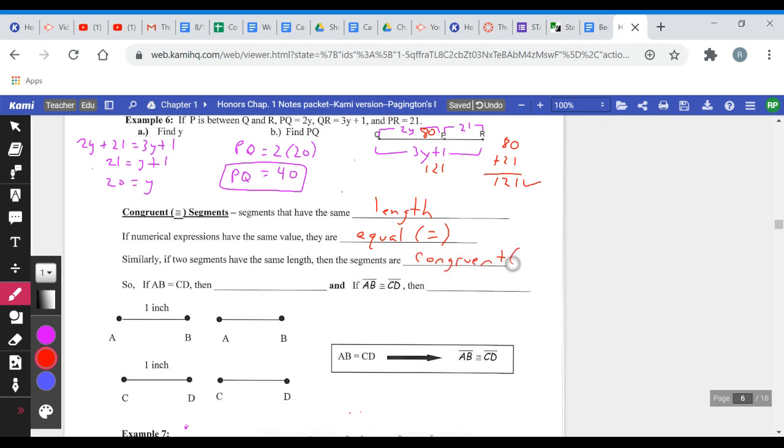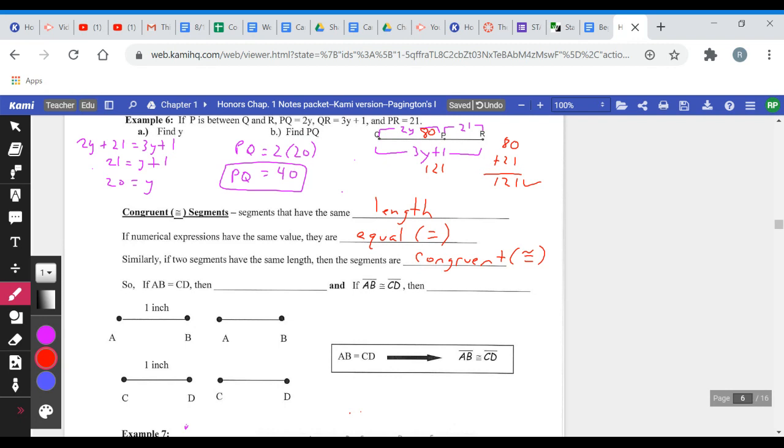And this congruent symbol is going to be used a lot in geometry, but we're also going to use the equal sign a lot. And it's really important to understand when to use each one. It's kind of a little technicality, but it's going to be very important that you learn to use the correct one at the correct time.